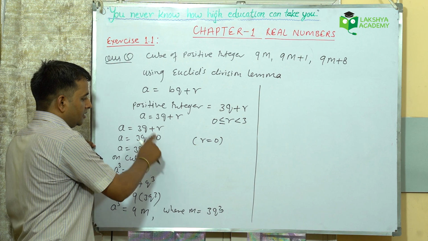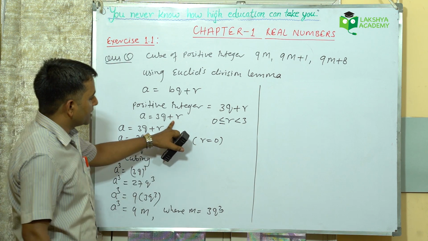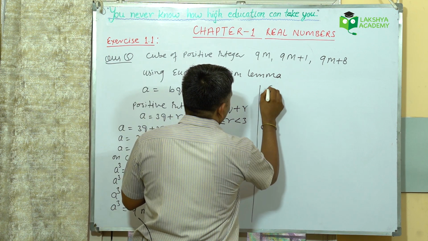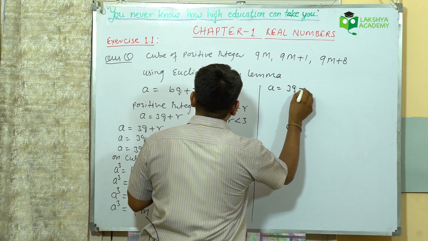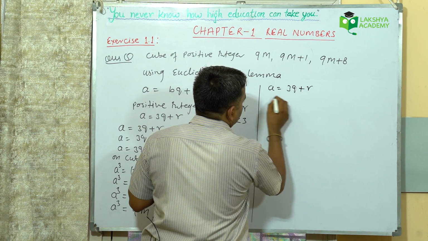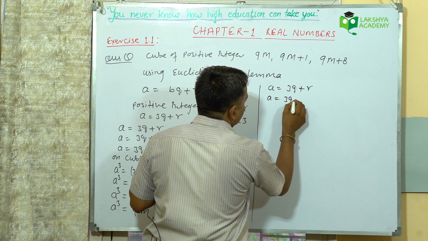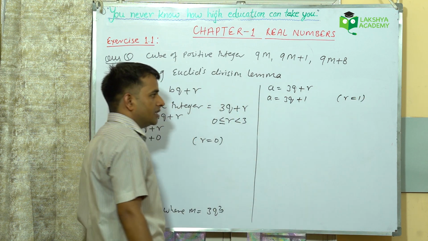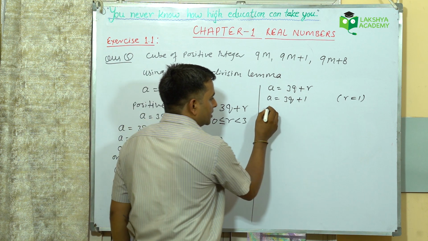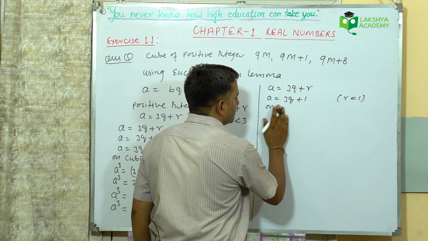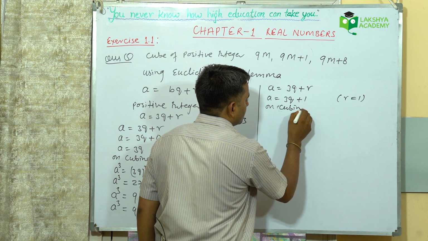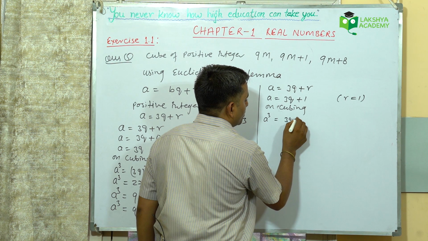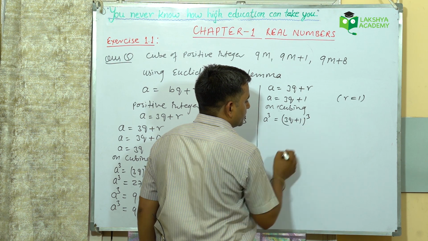Putting r equals 0. Now take the same expression and find it for r equals 1. A equals 3q plus r. A equals 3q plus 1, taking r equals 1 in this case. Now again cubing it. So on cubing, we get a cube equals 3q plus 1 whole cube.